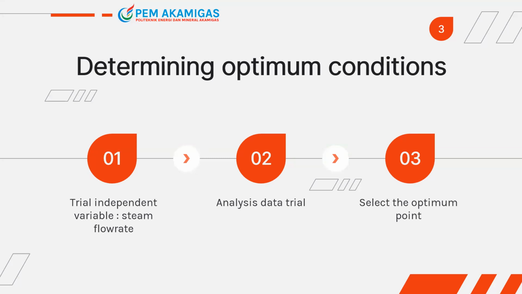This is the step for finding the optimum operating conditions in the stripper column. First, we trial the independent variable. The independent variable is the steam flow rate. Then we will analyze the trial data that has been collected. From the trial data, we can find the optimum point in the operating condition in the stripper column.